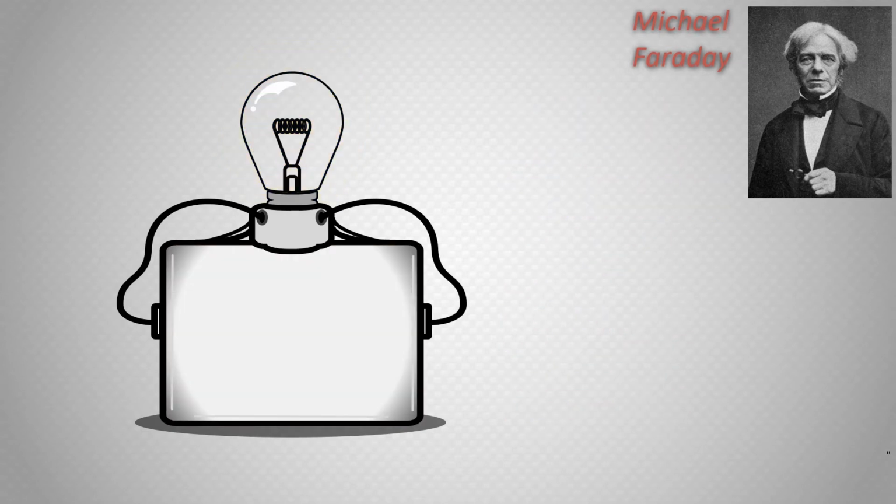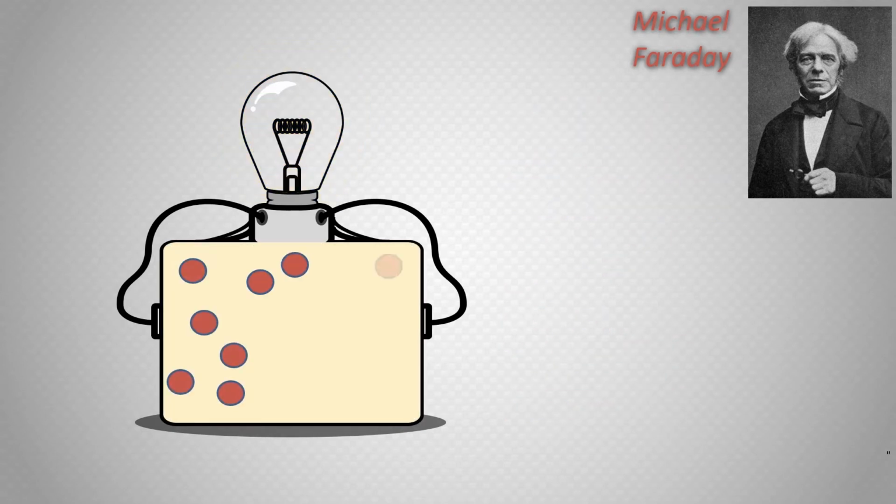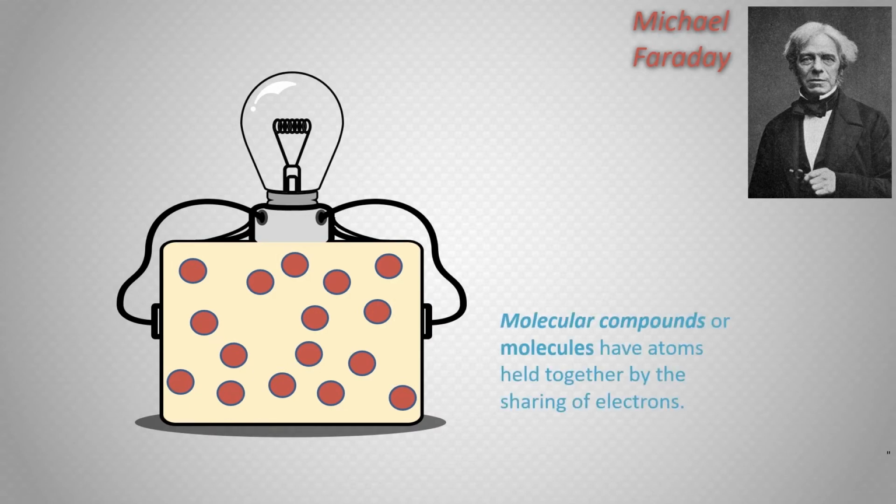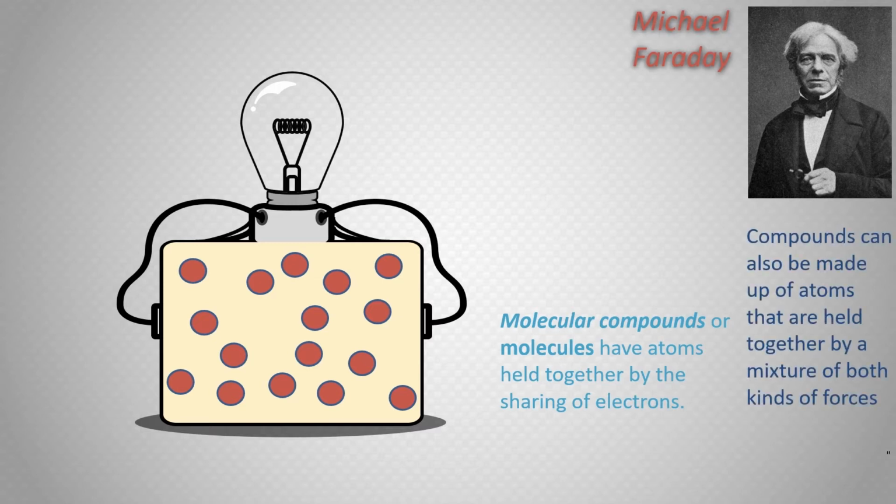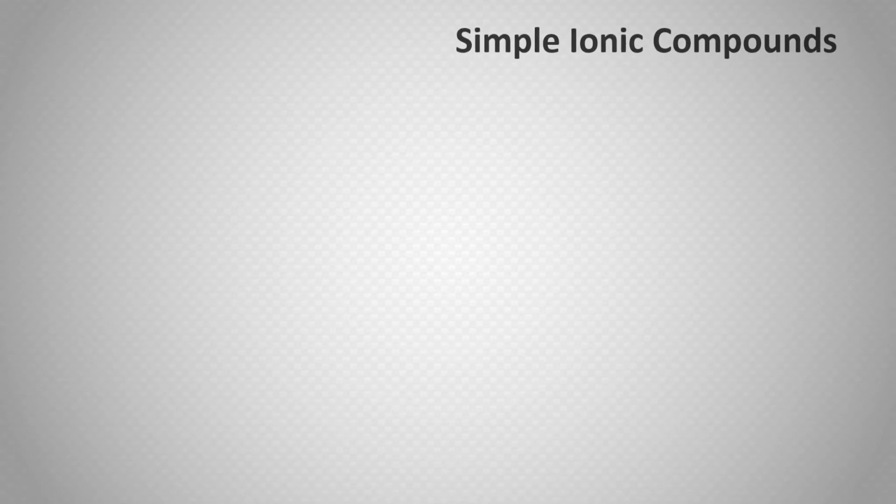Other compounds would not conduct when placed in the water and would be later called molecular compounds or molecules. The atoms in these molecular compounds are held together by the sharing of electrons. As in many things, we find complications in which we have compounds made up of atoms that are held together by both kinds of forces, electrostatic attraction and electron sharing. We will first begin looking at ionic compounds.